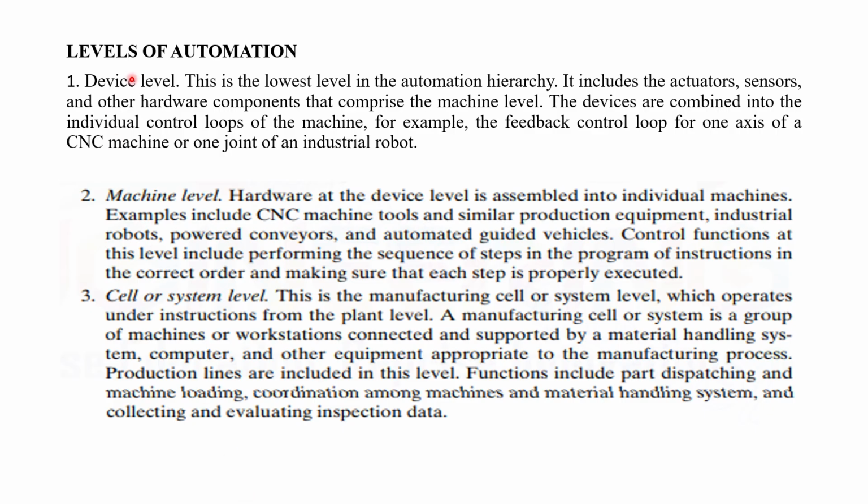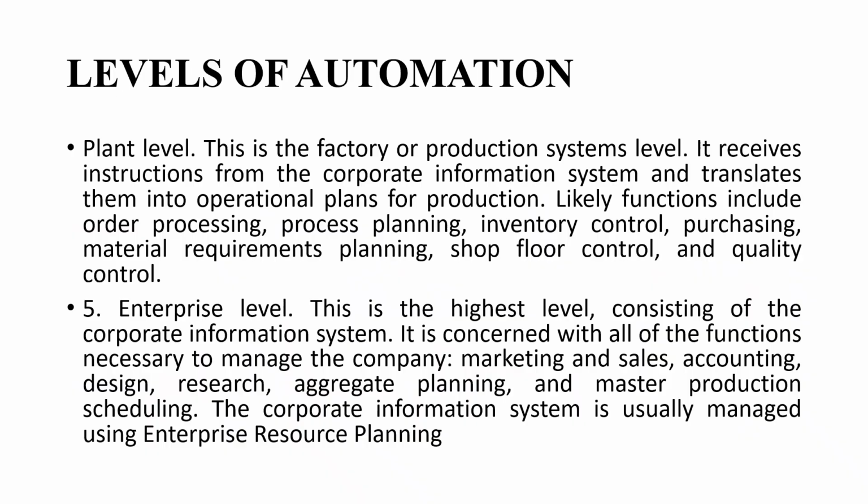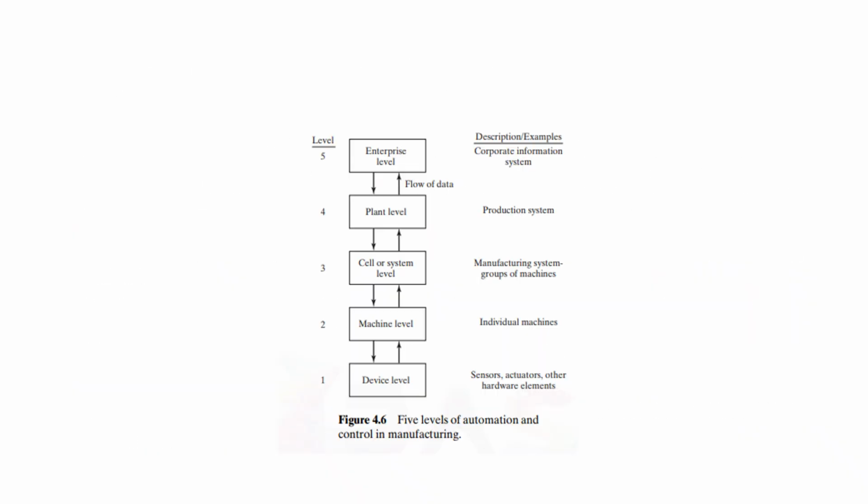Coming to the levels of automation, there are 5 levels of automation. If you take the automation hierarchy, the lowest level is the device level, and the next level is the machine level, followed by the system level. Next is the plant level, and another one is the enterprise level. This is the hierarchy of automation, the 5 levels of automation in the manufacturing sector.